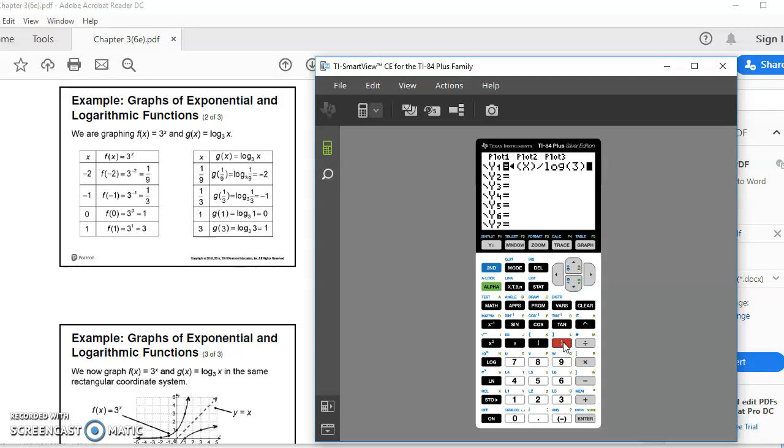Okay, just so my window looks exactly like the picture down here further, I'm going to change it to like -5 to 5 for both x and y. And I'm going to go ahead and graph it. And there's a logarithmic function graph for us.